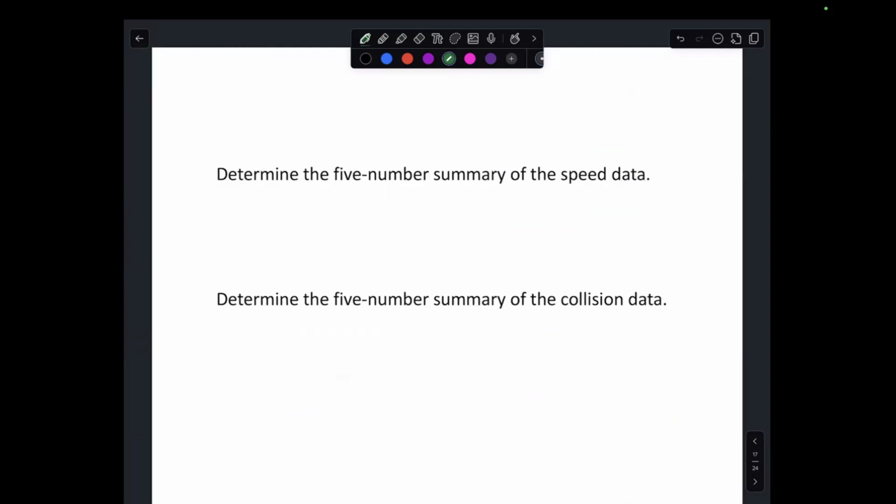Okay. So the speed data, my lowest value is 20. My highest value is 40. This is usually how I build a 5-number summary. My median was 32.5. My Q1 was 28 and my Q3 was 38. That's it. Just write the numbers down.